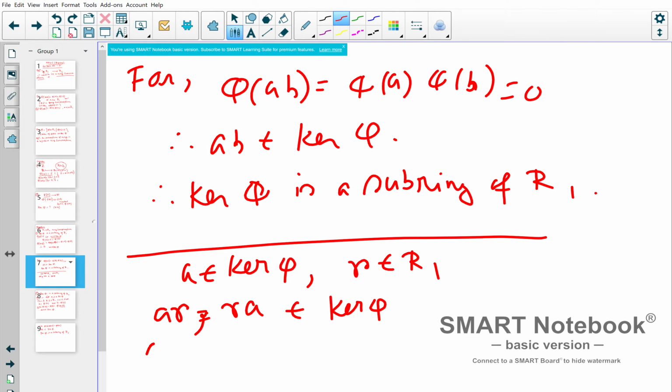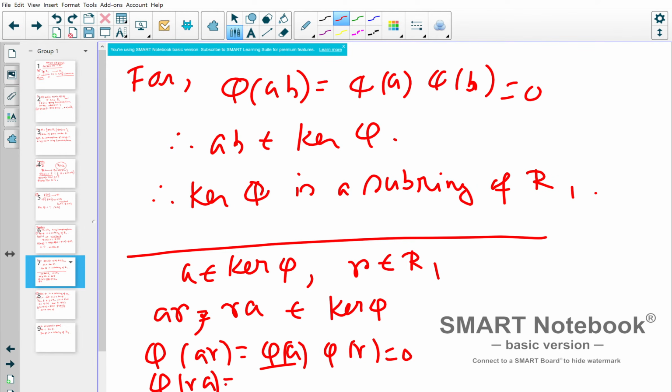And that is obvious because phi of AR you can write down as phi of A times phi of R, and phi of A is 0, so it is 0. Similarly, phi of RA equals phi of R times phi of A, and again it is 0. So both AR and RA are actually elements of the kernel, right? So this is a very nice property, and this property we would like to now discuss.